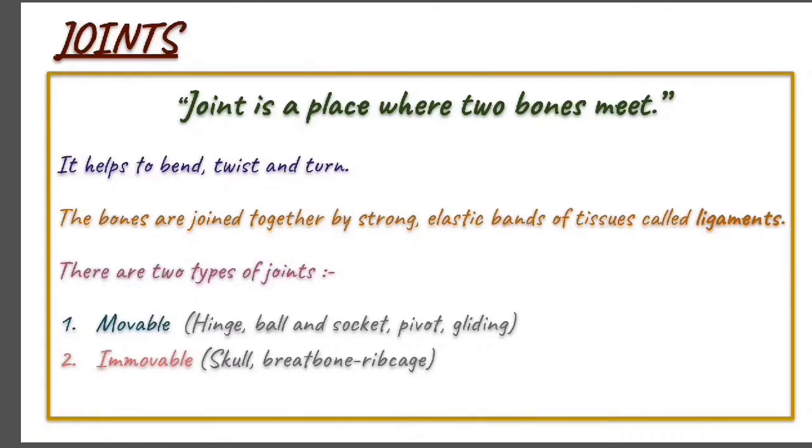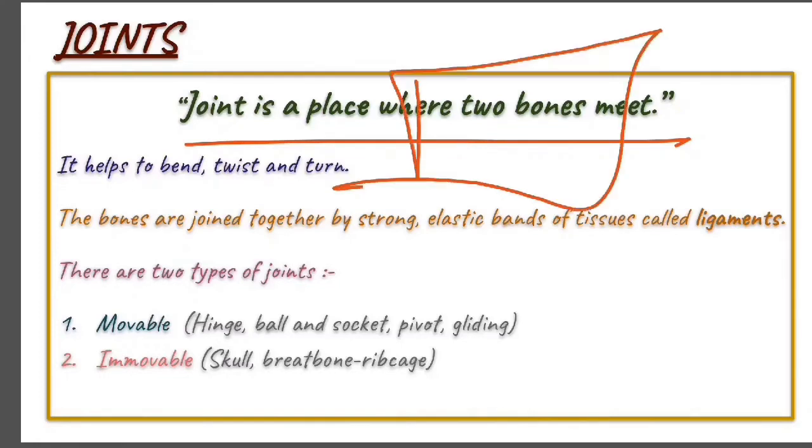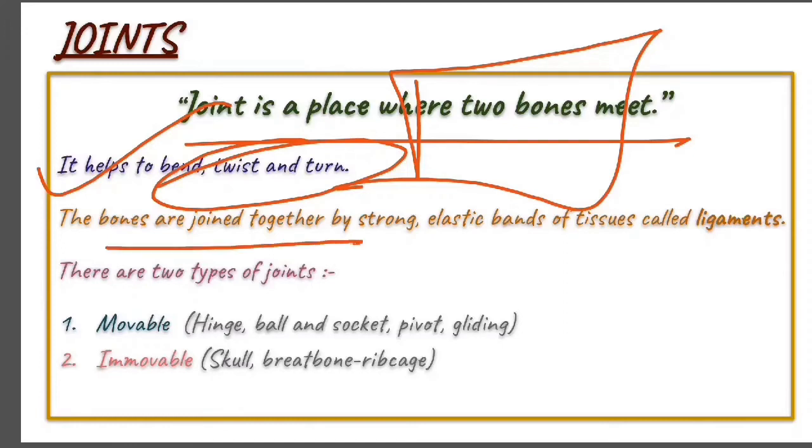So if I talk about it in one go, a joint is a place where 2 bones meet. It also helps to move, because whenever you join something, it is able to move on that particular portion. So these joints help you to bend, twist and turn. And the bones which are joined together by strong elastic tissue are called ligaments.